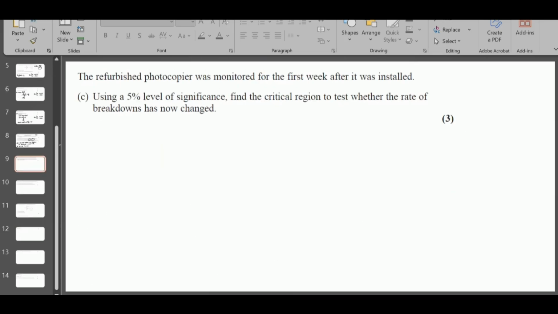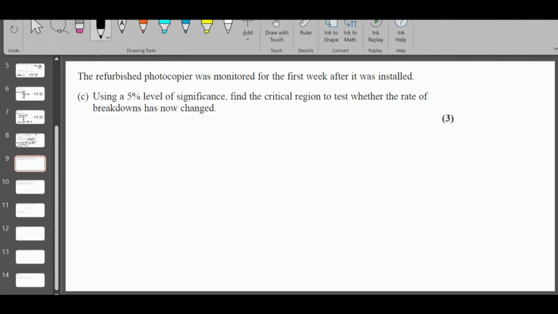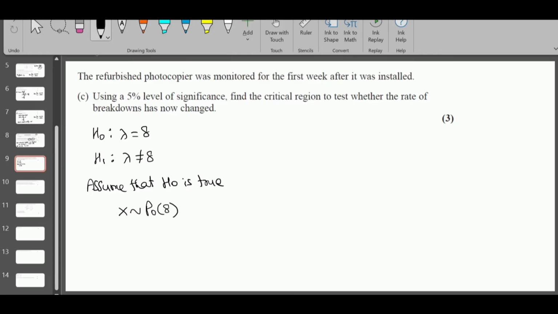Part C now. The refurbished photocopier was monitored for the first week after it was installed. Using a 5% level of significance, find the critical region. We have H0, which is lambda is 8, H1, lambda is not equal to 8. And assume that H0 is true. So we can write X follows Poisson distribution of 8.